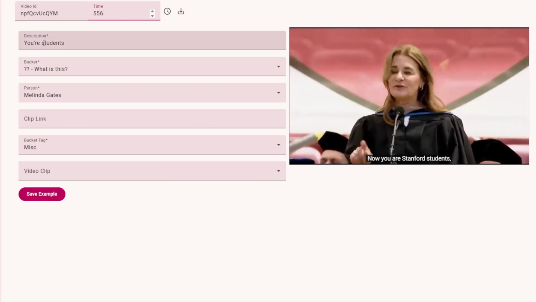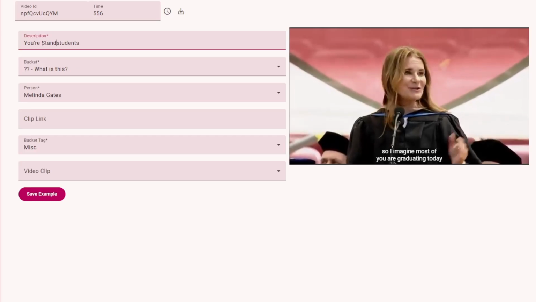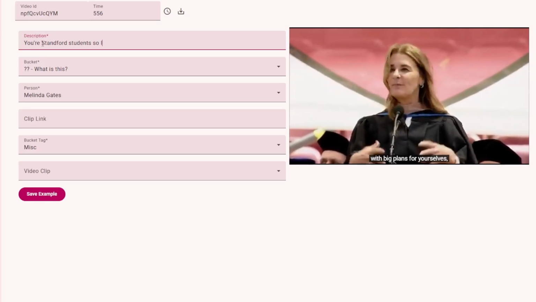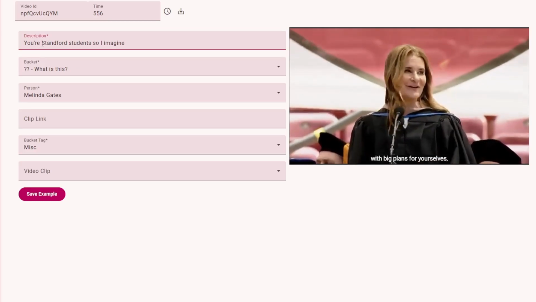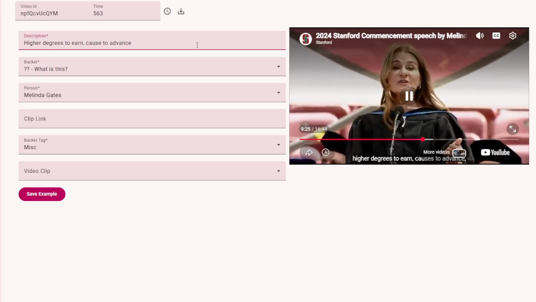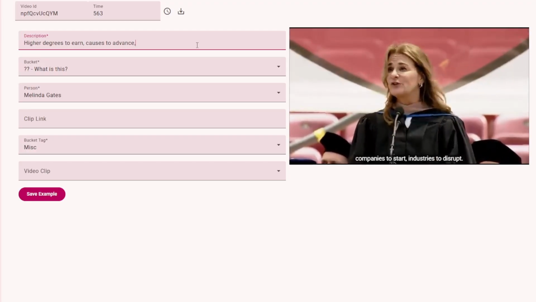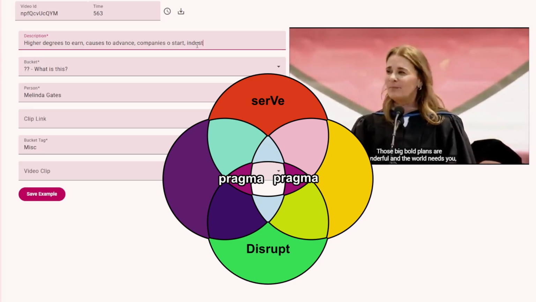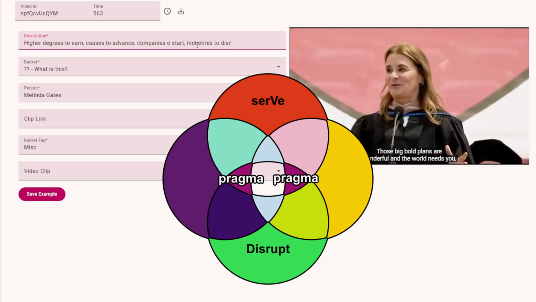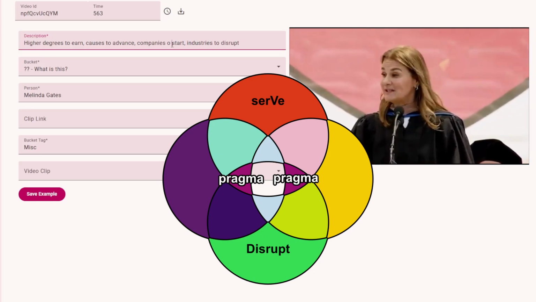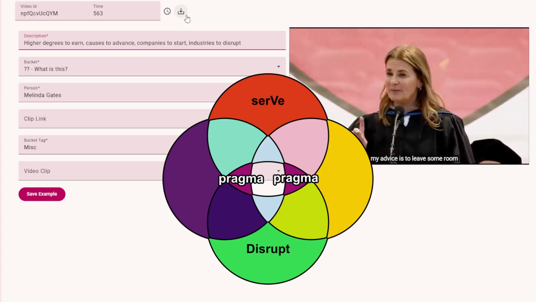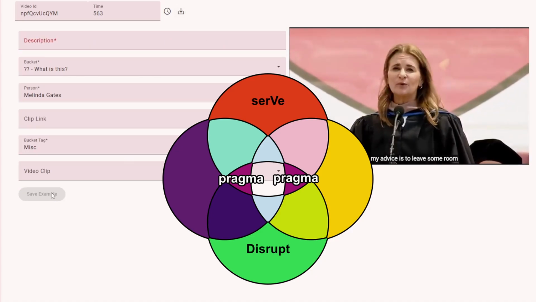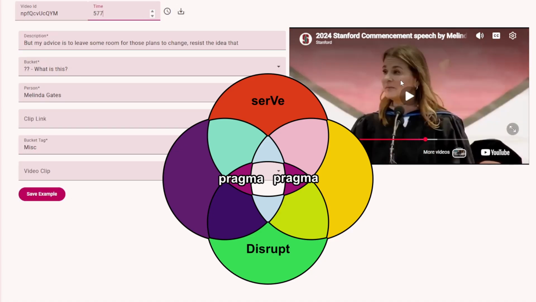"Now you are Stanford students, so I imagine most of you are graduating today with big plans for yourselves. Higher degrees to earn, causes to advance, companies to start, industries to disrupt." I love that she says industry to disrupt here. Not that people on the fundamental axes can't say the word disrupt. I actually have no data on this so far, but I could see this being one of the words that gets said on the pragmatic axis more.